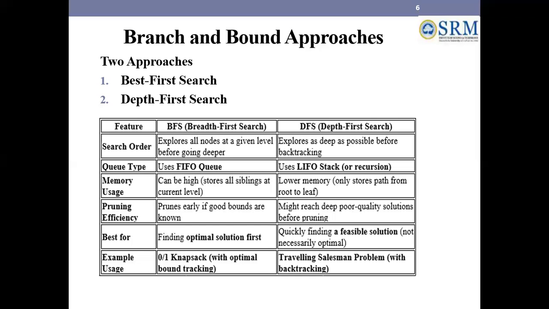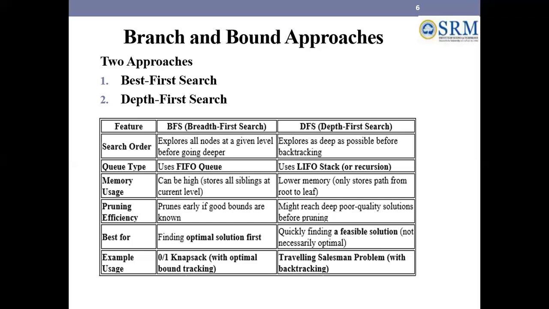Pruning efficiency. BFS prunes early if good bounds are known, because it works level by level. So at each level, pruning is performed. Only one subproblem is selected as the local optimal. So pruning is efficiently performed in BFS. In DFS, pruning is not efficient. It goes depth wise. If it is not feasible, it goes back to other possibilities. So there is poor quality of solutions before pruning.